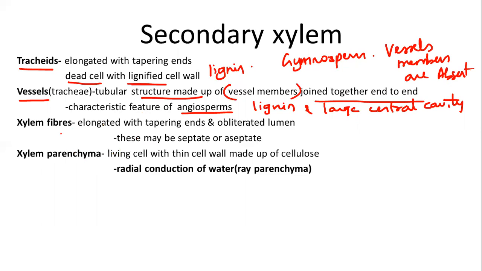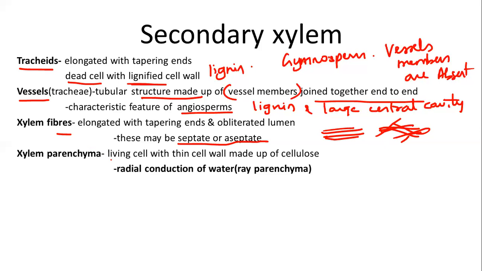Next, xylem fibers are also elongated with tapering ends, and they have an obliterated lumen. They are also dead cells, so no protoplasm, and they also have lignified cell walls. They may be septate or aseptate, meaning they may be arranged in a proper order, or they may be clumsy and overlapping each other. That is how the xylem fibers look.